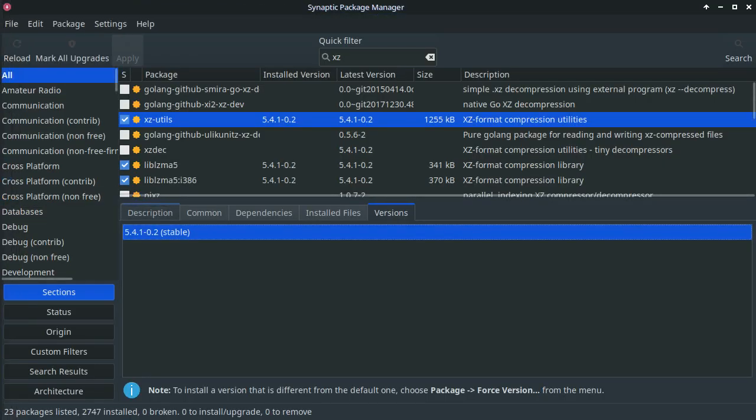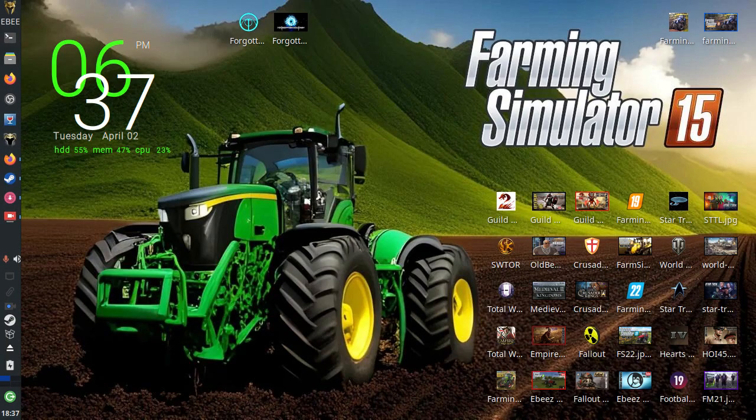Let's just go back to MX Linux. We're running 5.4.1-0.2, which means your MX Linux is safe and not infected. So please don't be sucked in by other YouTubers' videos that your Linux system has been compromised. If you're running MX Linux, it's not, because it uses an older version of the repositories, which have not been, to the best of my knowledge, infected.